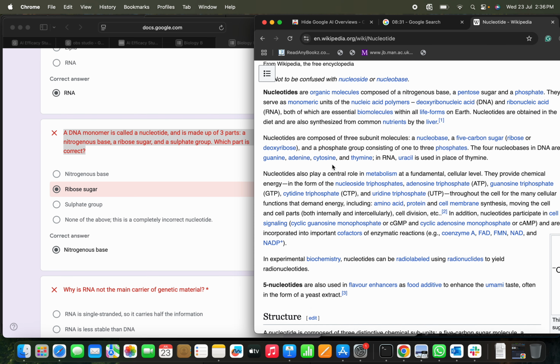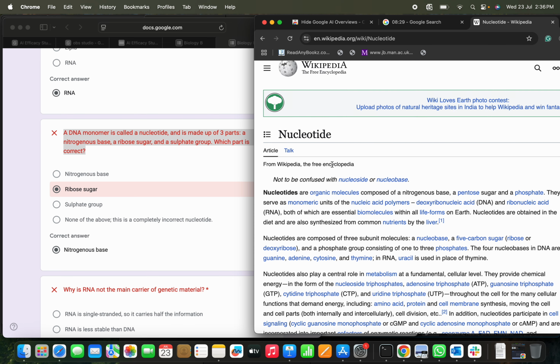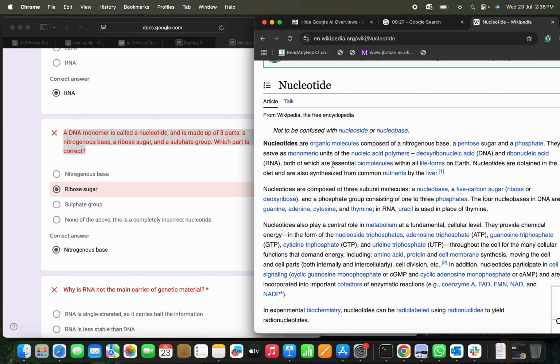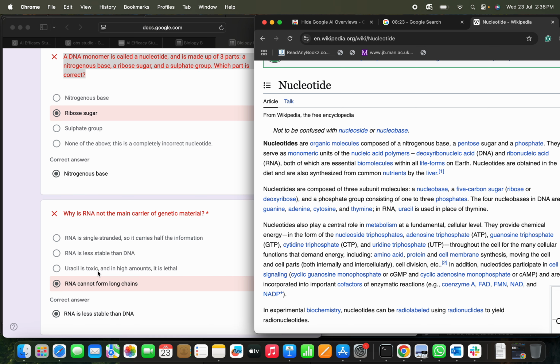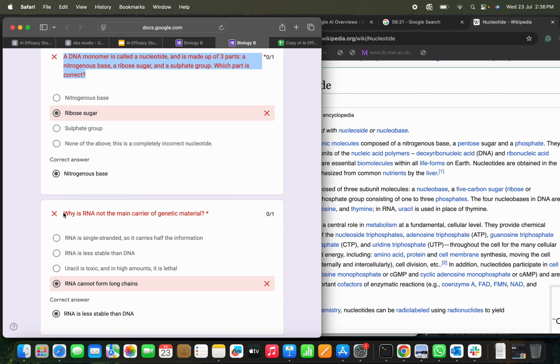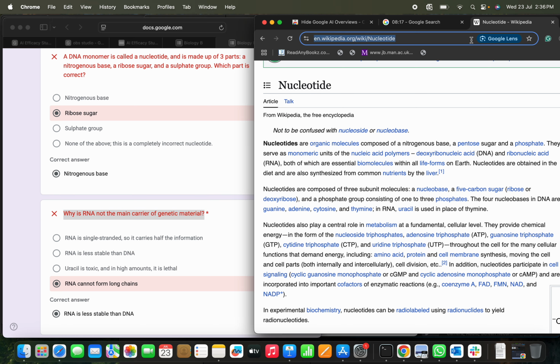So there is a nitrogenous base. There is a ribose sugar and there is a phosphate group. Rather than a ribose sugar, there is a pentose sugar. Why is RNA not stable? I think this might be answered pretty well here. I also want to know what this is.